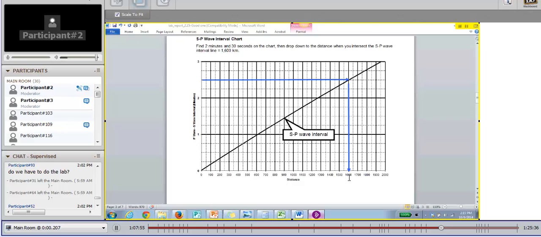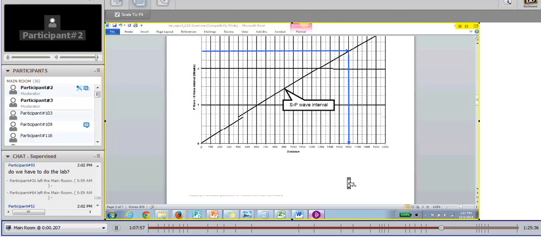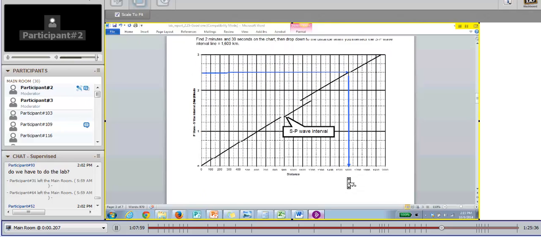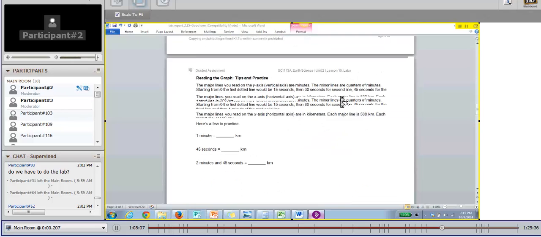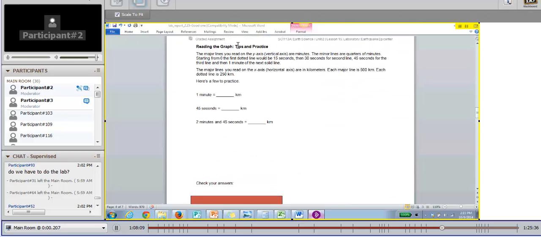So 1,600, and it's kilometers. P.S. They don't have that labeled there like they do for minutes. It's 1,600 kilometers. Right? What are we going to do with that? Reading the graph. So we figured out the time in between the S and P wave. We figured out the distance. The time was 2.5 minutes. The distance was 1,600 kilometers.